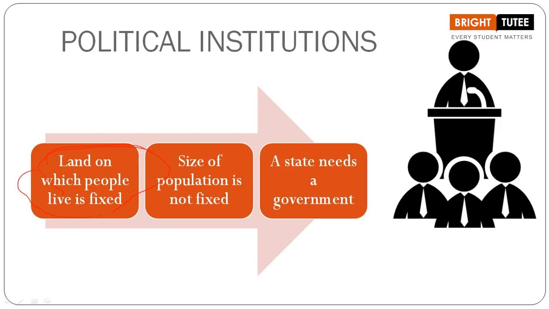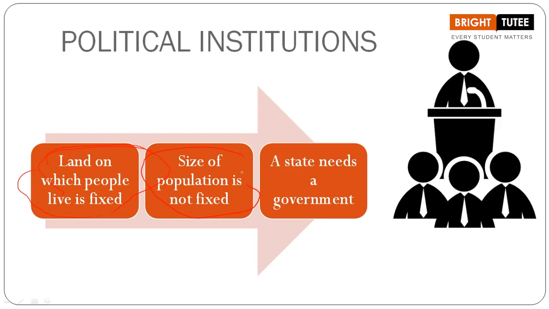The second point is the size of population. When we are talking about population, is it fixed or not? Can population ever be fixed, students? Definitely not. It is increasing only, right? So when we are talking about population, definitely the number of people living in that defined territory can vary. It can increase or it may decrease. People can move from one state to another, from one territory to another.